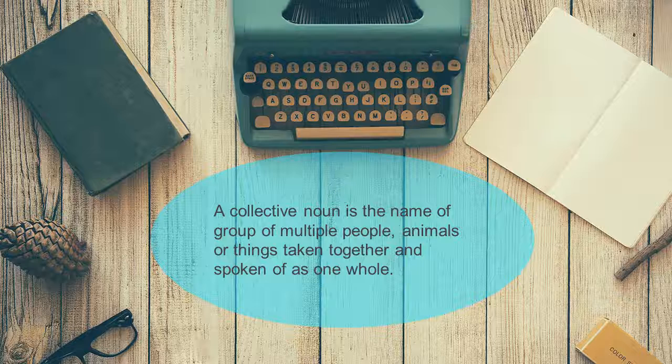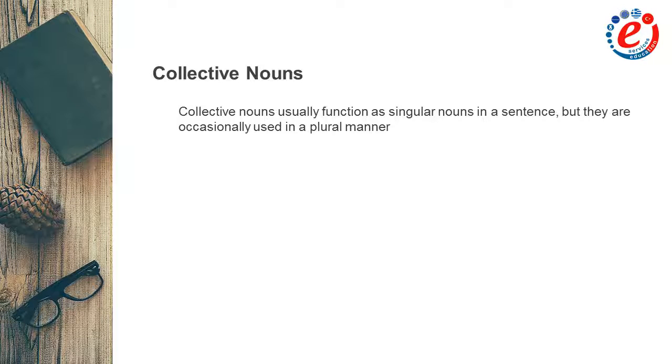So, what is a collective noun? A collective noun is the name of a group of multiple people, animals or things taken together and spoken of as one whole. Collective nouns usually function as singular nouns in a sentence, but they are occasionally used in a plural manner. For this reason, pronoun and verb agreement require careful attention.